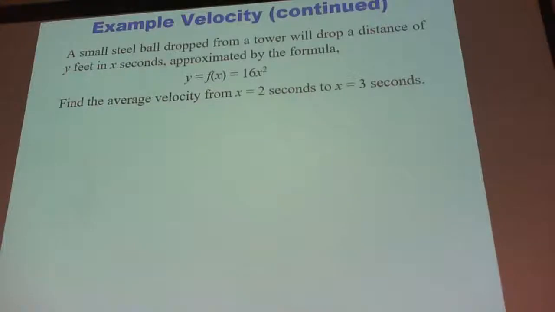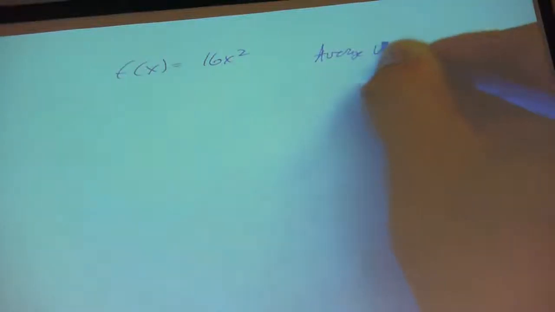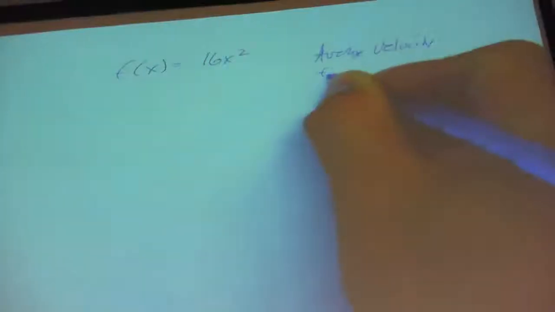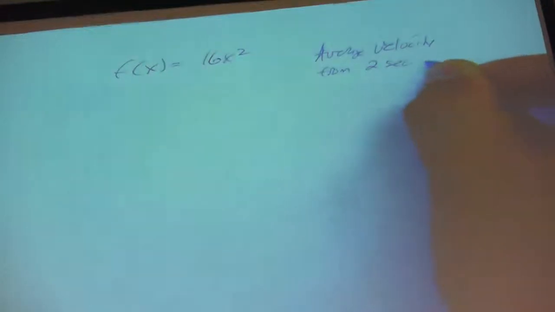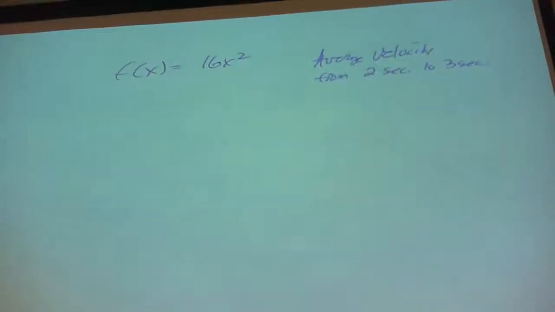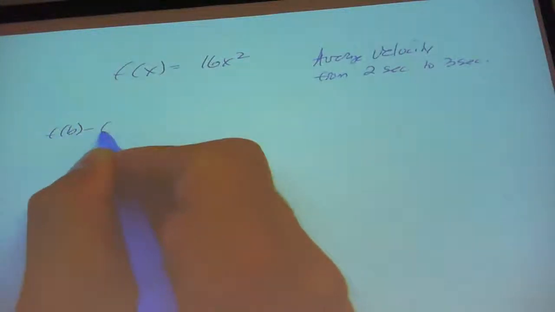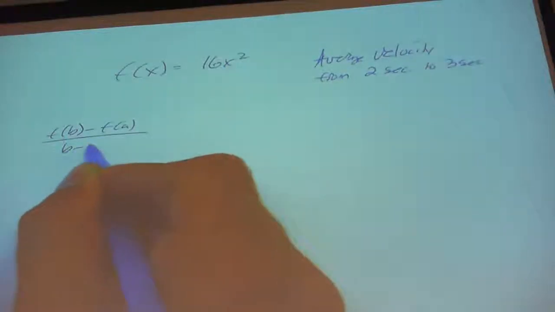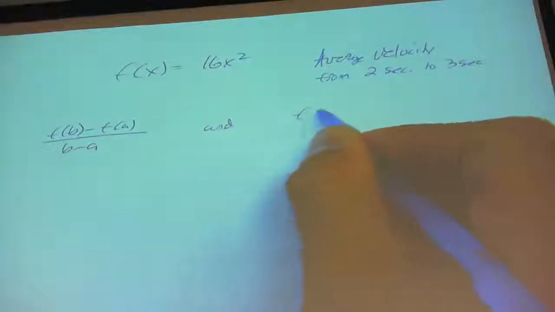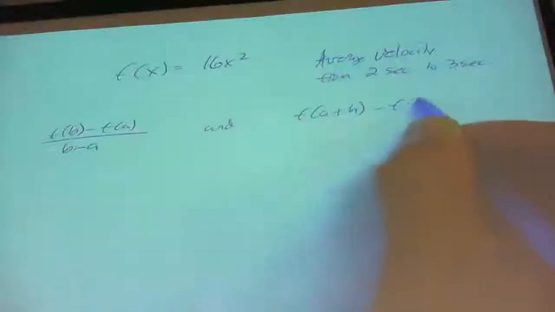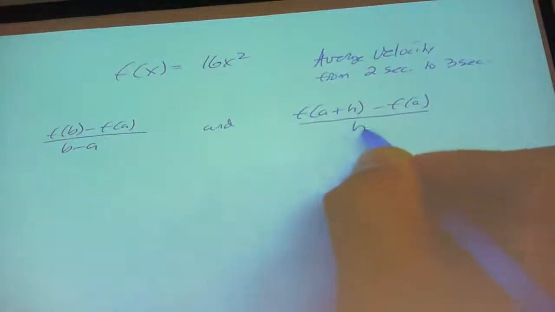What I want you to find is the average velocity from 2 seconds to 3 seconds. So here's the function. I would like you to find the average velocity from 2 seconds to 3 seconds. Okay? And I'm going to ask you to do f of b minus f of a over b minus a, and the one we're trying to get to, f of a plus h minus f of a over h. I'm only going to get you started.